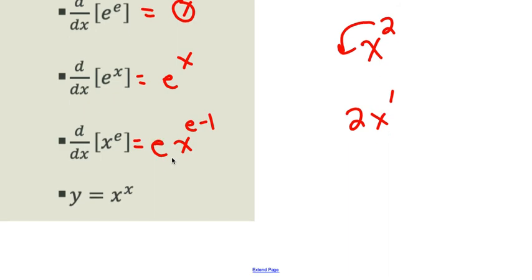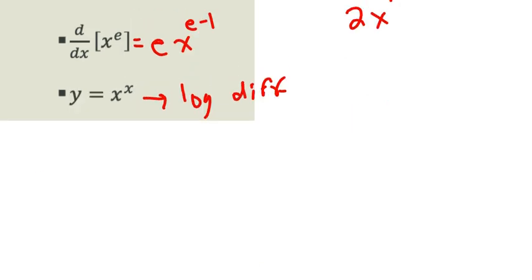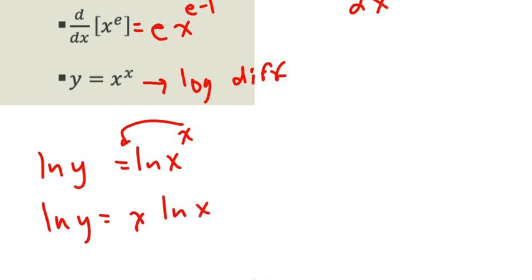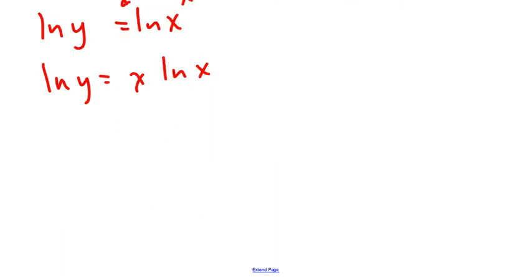X raised to the power of x. What happens if we have a variable raised to the power of a variable? Well, this is when we use the logarithmic differentiation that we did the other day. We take a log of both sides, mainly ln. So ln of y is equal to ln of x raised to the power of x. This allows us to bring the exponent down, so we'd have ln of y equals x ln x. And then we would take our derivative.